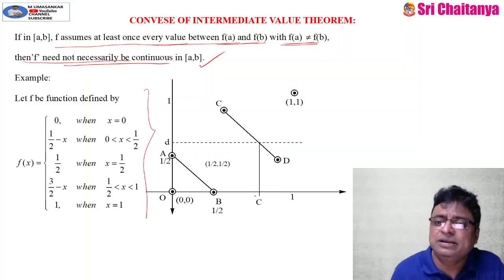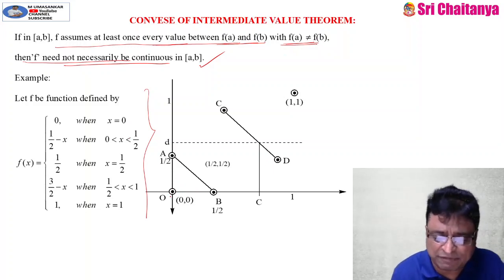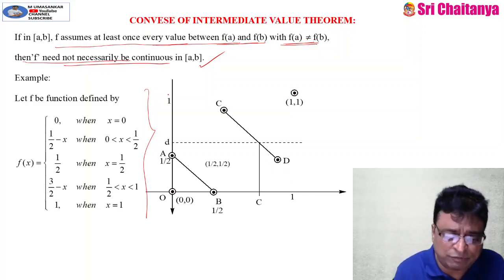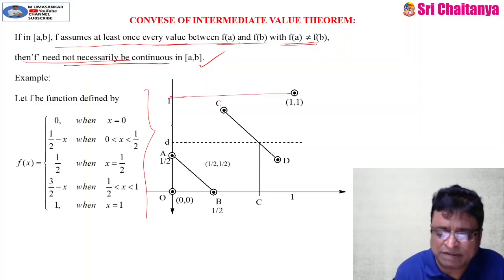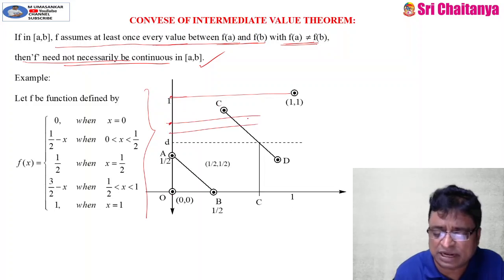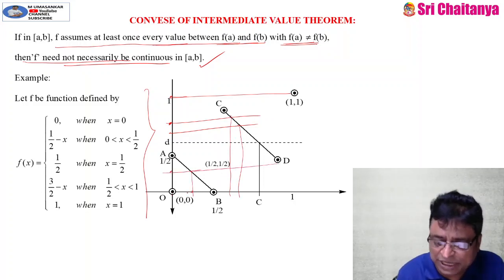What happened? You take any value between f of a and f of b. What is f of a? f of 0 is equal to 0. f of 1 is equal to 1. So you take any value between 0 and 1. Suppose you take some value here, draw the line, and take the corresponding values. You take some value here and draw the line, and take the corresponding value. All the values lie between 0 and 1 only.